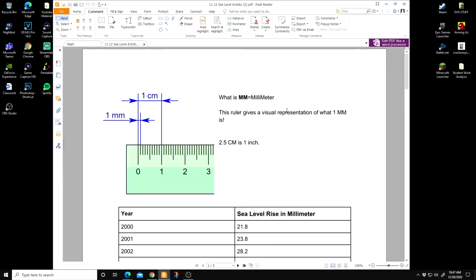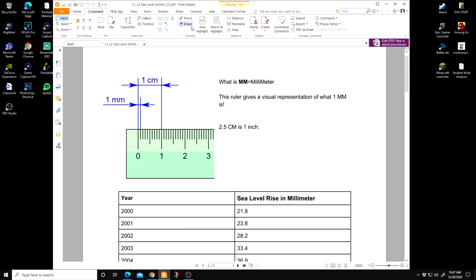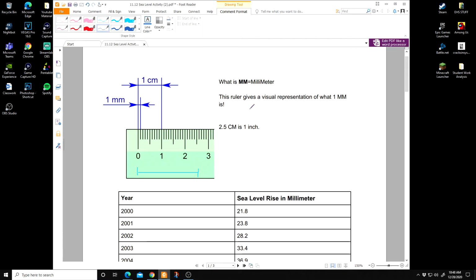So first things first. What is a millimeter? Well, a millimeter, if you look at a ruler, this is 1 centimeter right here. A millimeter is this little tiny line in between. So you can see that millimeters are really small, right? 2.5 centimeters is 1 inch. Let me go ahead and draw that through. Right there is basically 1 inch, just to give you perspective, so that when we're talking about millimeters, you'll have an idea, at least in your mind, of how much that is. So this would be 1 inch right here.